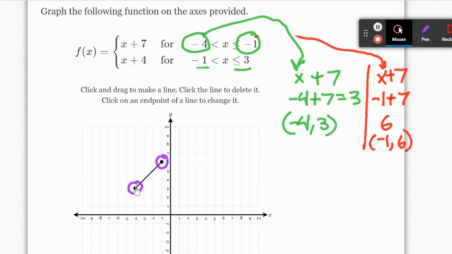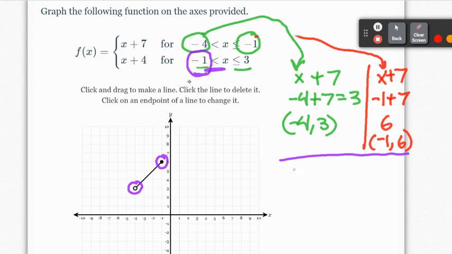So I make a hole here and then a solid dot, based on the fact that this is not included at negative 4 here, and this is included at negative 1 here. So down to the second rule, I'm going to start back at negative 1 again and plug it into this second part. And again, I know negative 1 is not actually defined here, but we still want to know where that hole would start us.